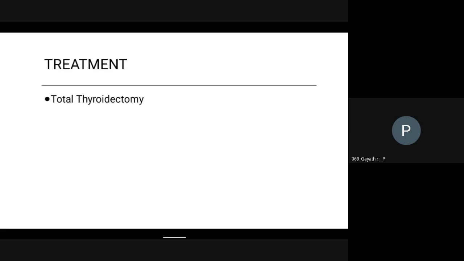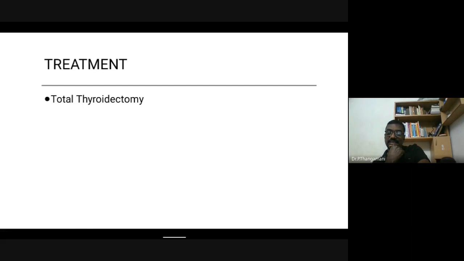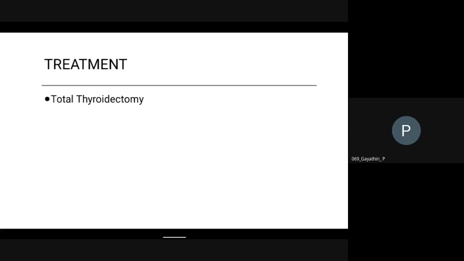Sir, in hemithyroidectomy, one lobe and the isthmus is removed. Sir, so the patient does not... one lobe and isthmus is removed. Yes. Hypothyroidism, sir. What will you do for that? In that we give a supplement dose of thyroxine, sir.